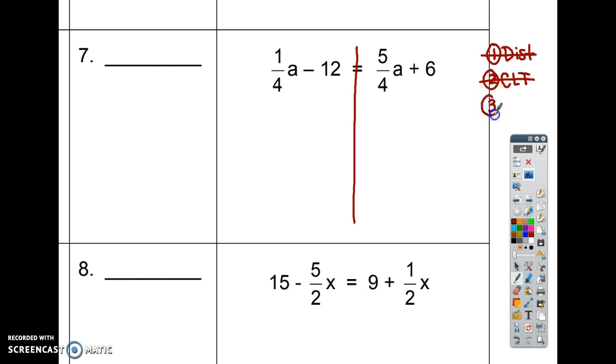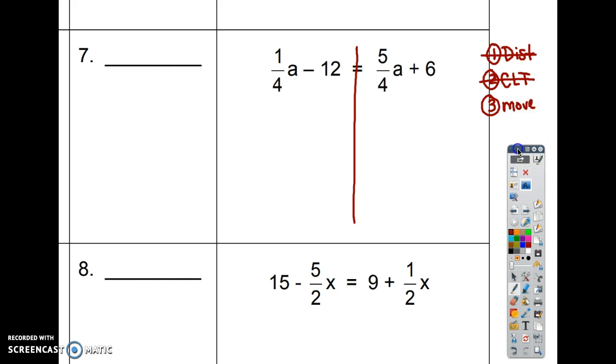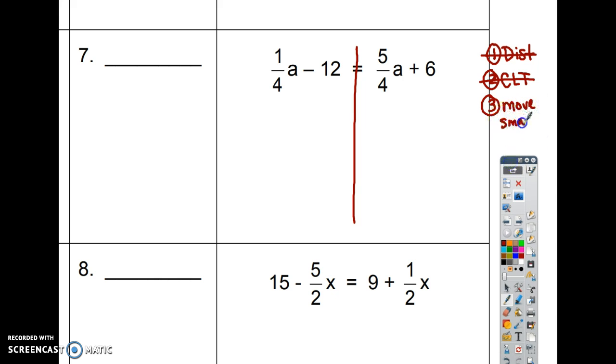Step number 3 is to move the smallest variable. And if you don't know about fractions, 1/4 is smaller than 5/4. So I'm going to move the 1/4 A to this other side by subtracting 1/4 A minus 1/4 A.